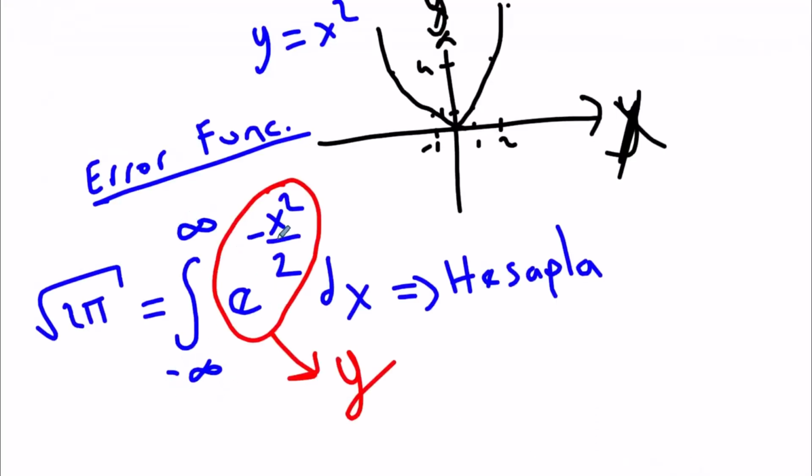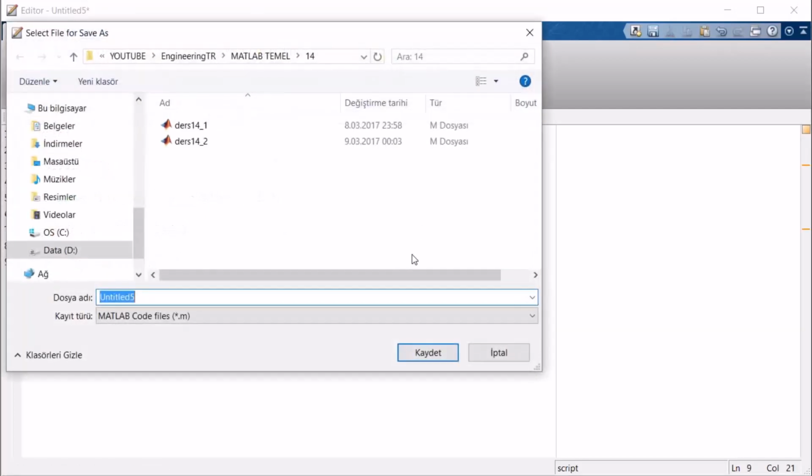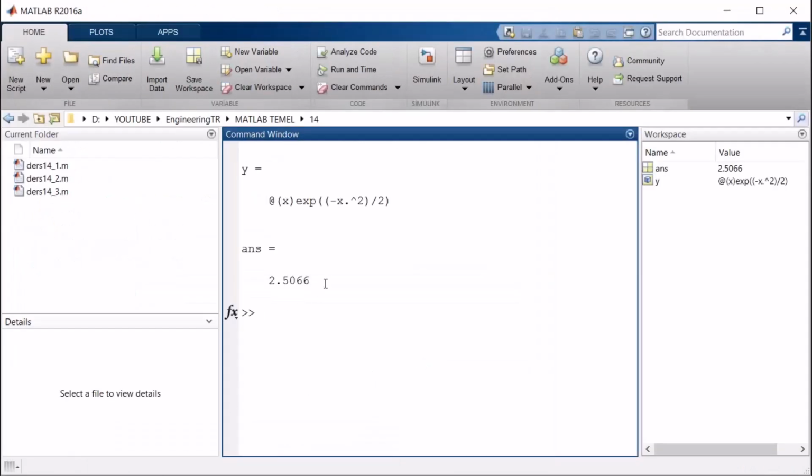My function is ready. Our process of doing the integral with the integral command is ready. I expect it to give me the following result from here. Let's see what happened, guys. If we don't have any errors, I expect it to calculate it properly. We haven't forgotten our dot. Look here, dot. We have also seen it used. Let's run the program. Let's say lesson 14.3.